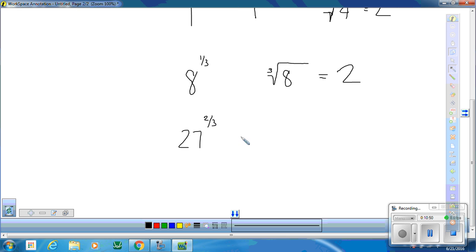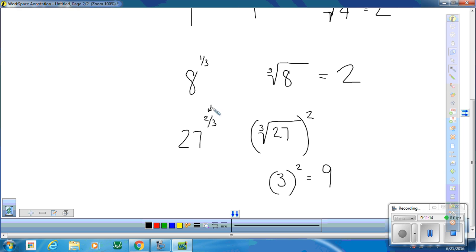If this is 27 to the 2/3 power, it is a 3rd root, because that's the root. It's underneath, it's in the ground. So it's the cube root of 27, but it's not a 1 up top. So we're actually taking this to a power of 2. The cube root of 27 is 3, but then I've got 3 squared, which is 9.